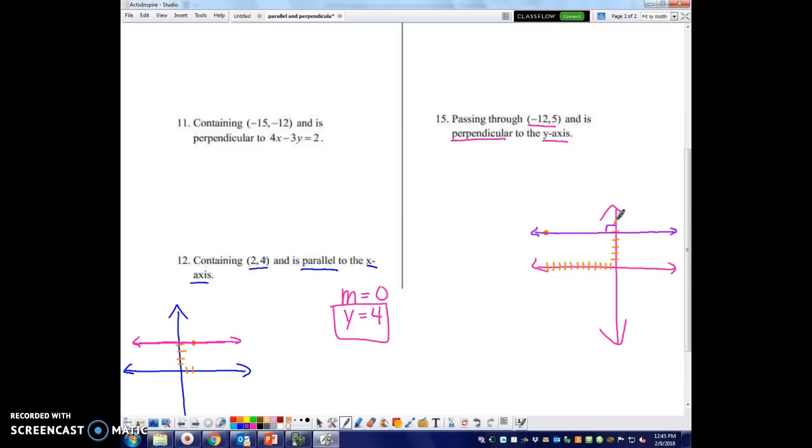So, what's the slope here? The slope is 0. So we already know it's going to be what? x equals or y equals? y equals what? 5. 0 slope is y equals, undefined slope is x equals.